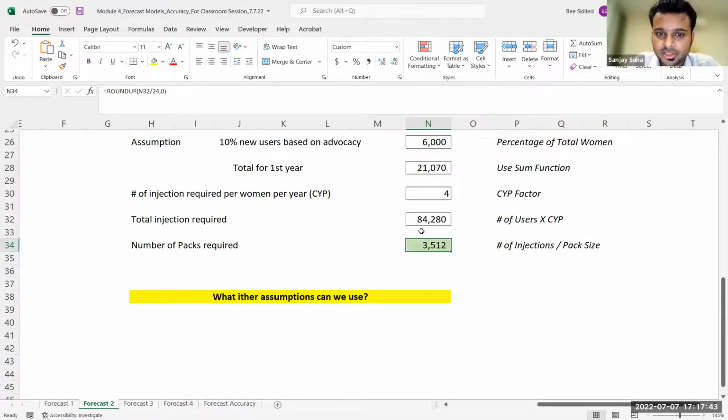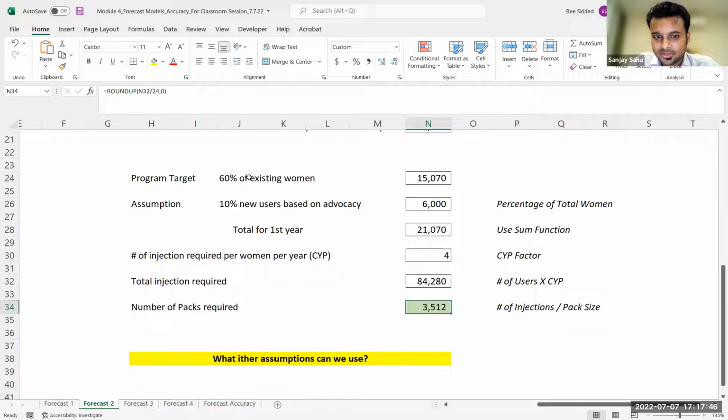Okay, if you change the assumptions here, if you say the program target is 100%, then the numbers will change. If you say that based on the advocacy there will be more users or fewer users, then again the assumptions will change and the numbers will change. What I want to ask you is, what other assumptions can we use in this scenario to create our forecasts? What other assumptions can we take in this entire scenario to create our forecast for the next year? If you have something in mind, please write it in the chat, or you can also speak. What kind of other assumptions do you think we can take?